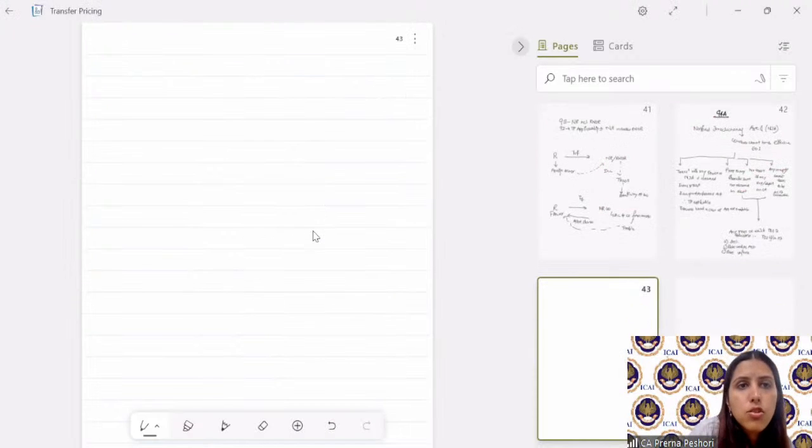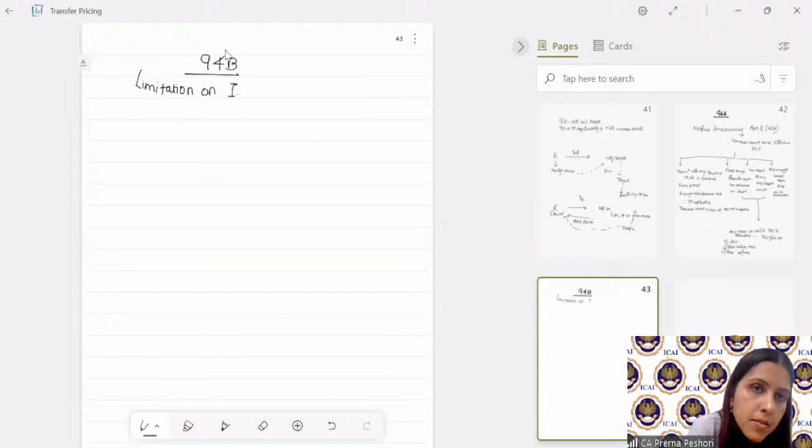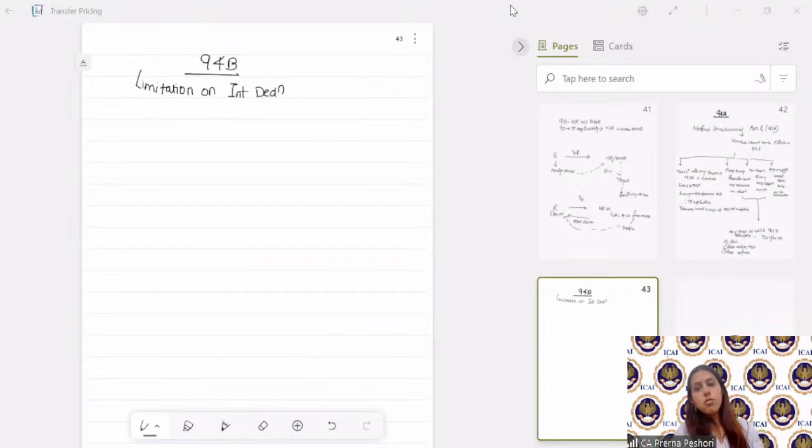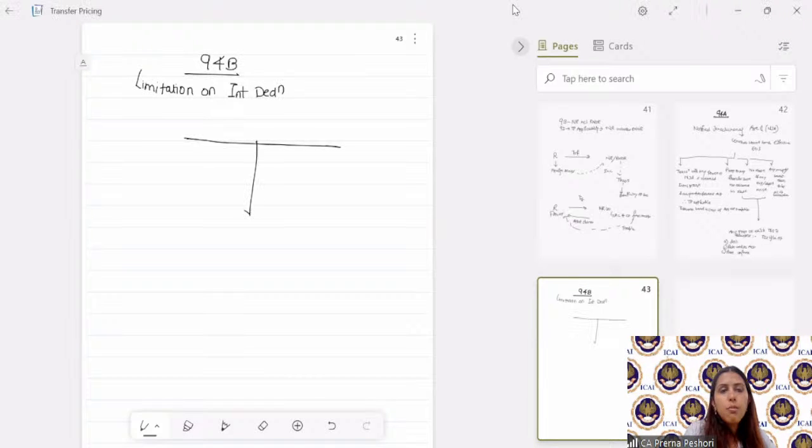Next, we are moving towards the last section for this topic, 94B, which is limitation on interest deduction. Understand one thing, this is a very important section and is newly introduced through the base erosion and profit shifting action plans. Understand first the motive behind introducing this section. Whenever the assessee wants to use funds, it can have them either through share capital or through loan. Only these two methods are there to employ funds into the business.